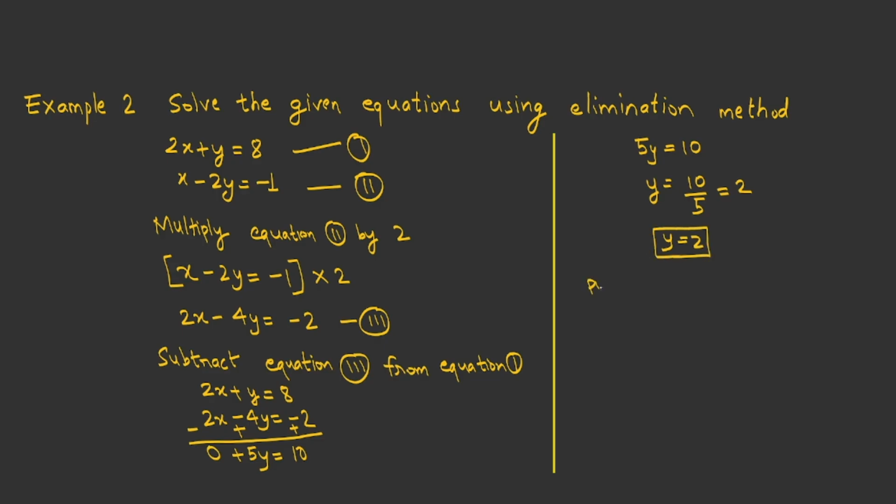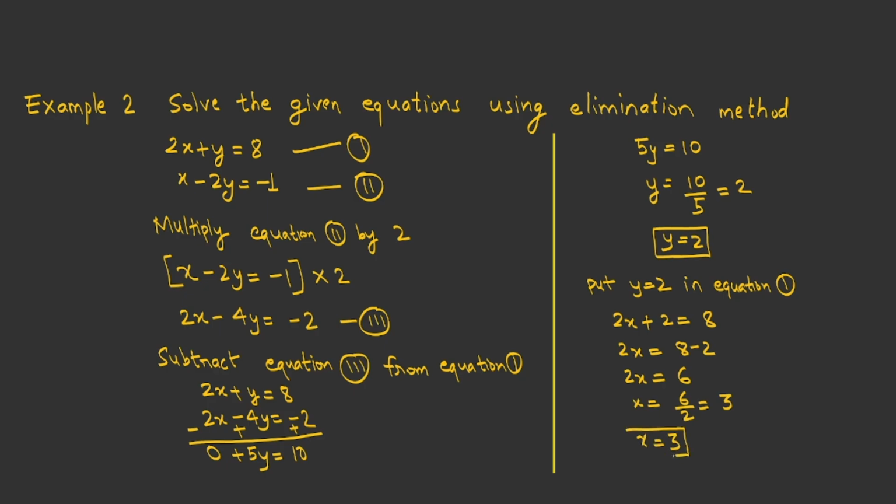Now put this value in any of the equations. Suppose we will take equation 1. So 2x plus 2 is equals to 8. 2x is equals to 8 minus 2. 2x is equals to 6. And from here you will get value of x is equals to 3. So we have got the answers that are x equals to 3 and y is equals to 2.